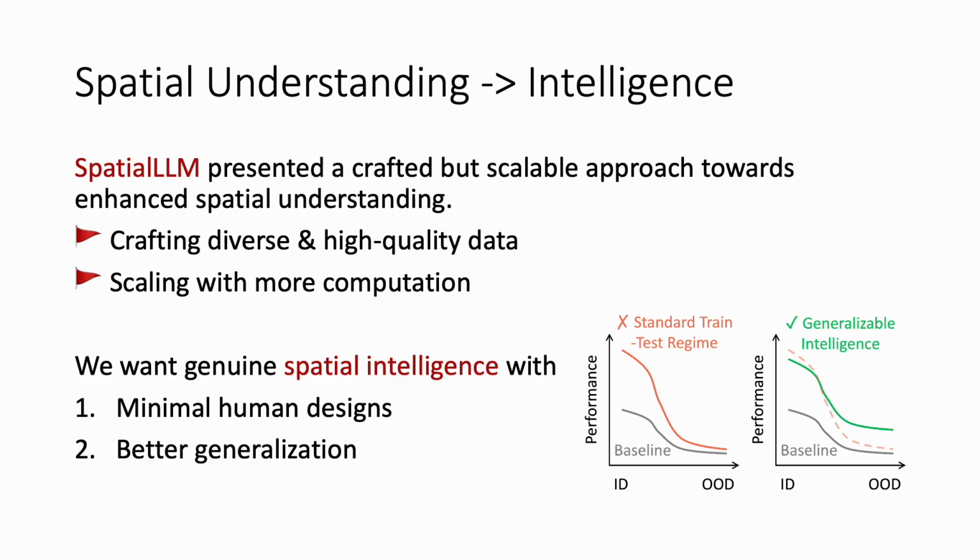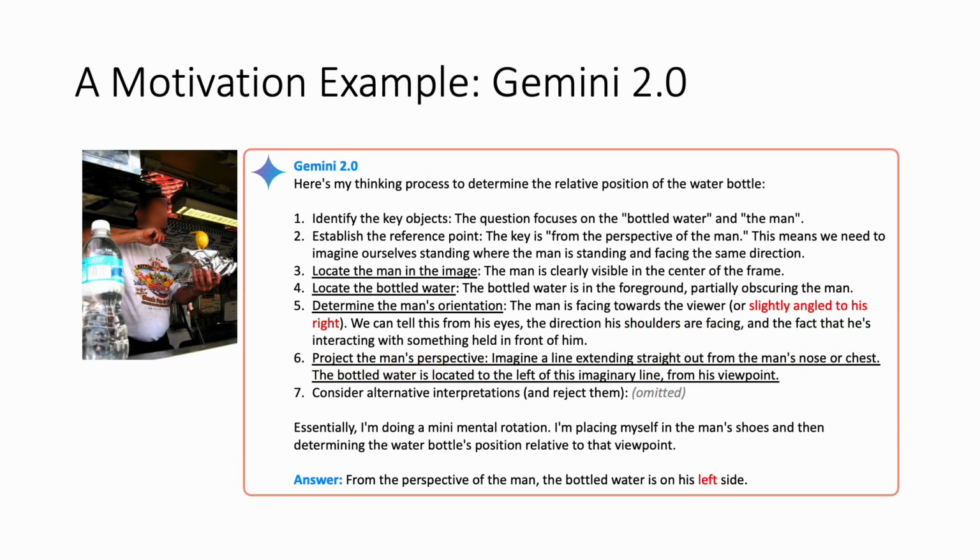One motivating example is from Gemini 2.0. In this example, the model successfully produces a step-by-step reasoning of the question, breaking it down into smaller and tractable steps. However, it still failed to produce a correct answer, as the model cannot carry out these 3D spatial reasoning steps reliably.